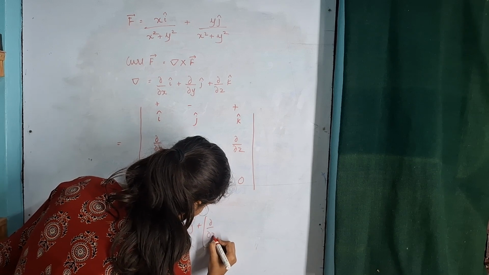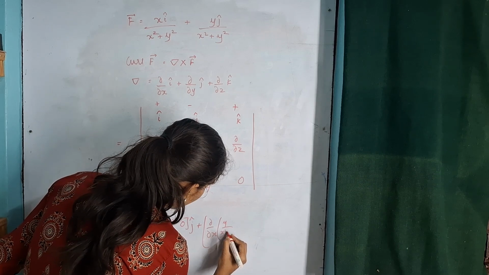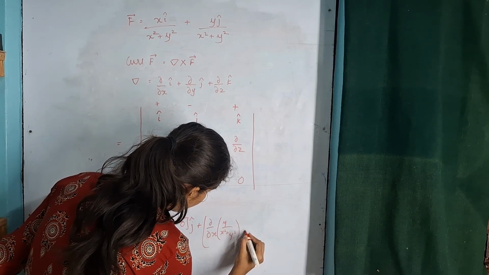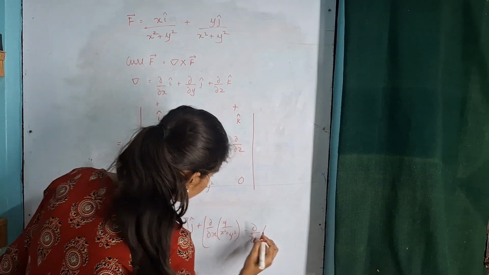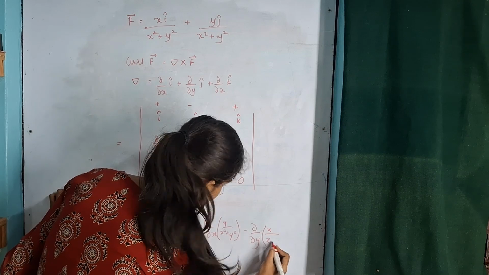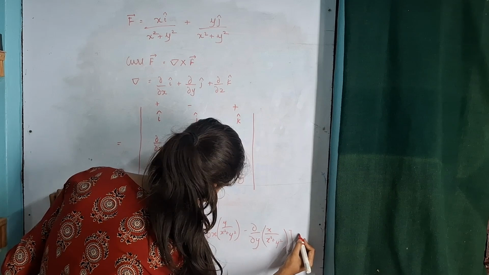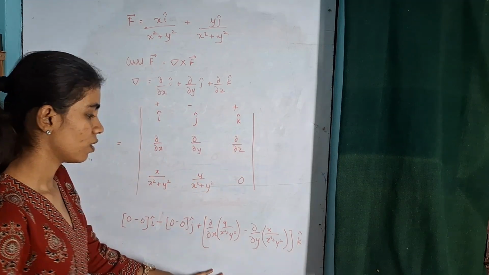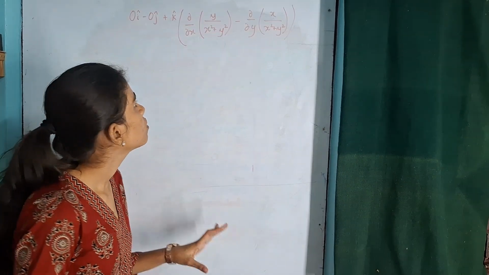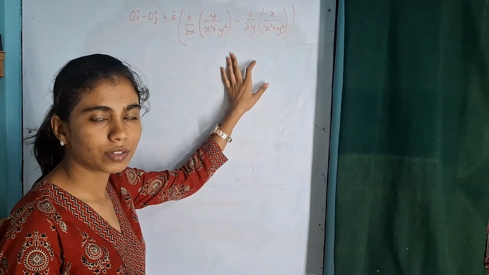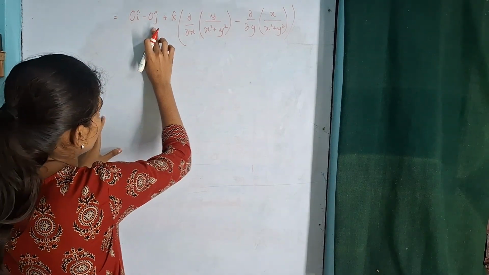Dou by dou x of, what is here? y divided by x square plus y square, minus dou by dou y, and here it is x divided by x square plus y square, of k vector. K cap. Okay, so this is what you got after solving. So let's solve this further. So this is what we found after cross multiplying. Then we'll solve this further. So this is 0 i, this is 0 j.